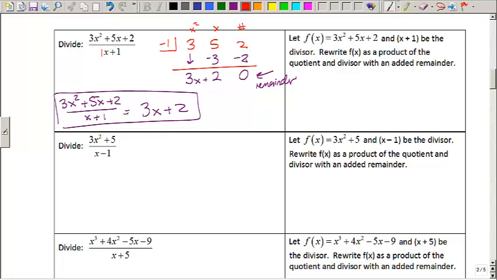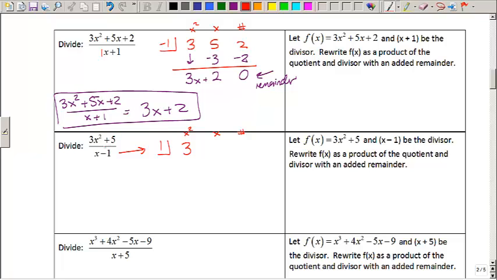Synthetic division is much more simple than long division. It takes a lot less time. Next, I have an x minus 1 as our divisor. So inside the bar, I'm going to put the opposite of negative 1, which is positive 1. And then I'm going to use my coefficients. And the coefficients here are 3 for the x squared. The next column needs to be x, and the next column needs to be number.